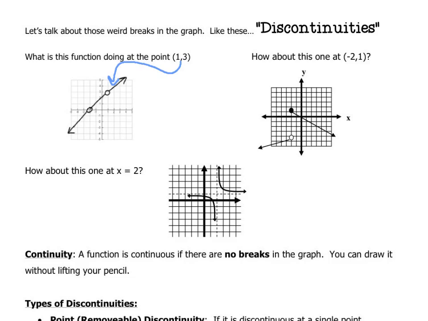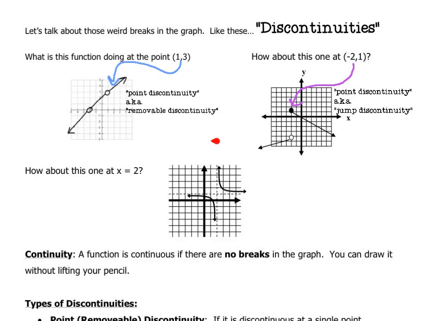A removable discontinuity is the more specific version of a point discontinuity. So how about this point at (-2, 1)? That's another kind of point discontinuity, but we refer to it instead as, more specifically, a removable discontinuity, where this point was technically removed from the graph. If we want to get more specific about this kind of point discontinuity, this would be a jump discontinuity. See how the graph jumps? So these names make sense for what we're looking at on the graphs.